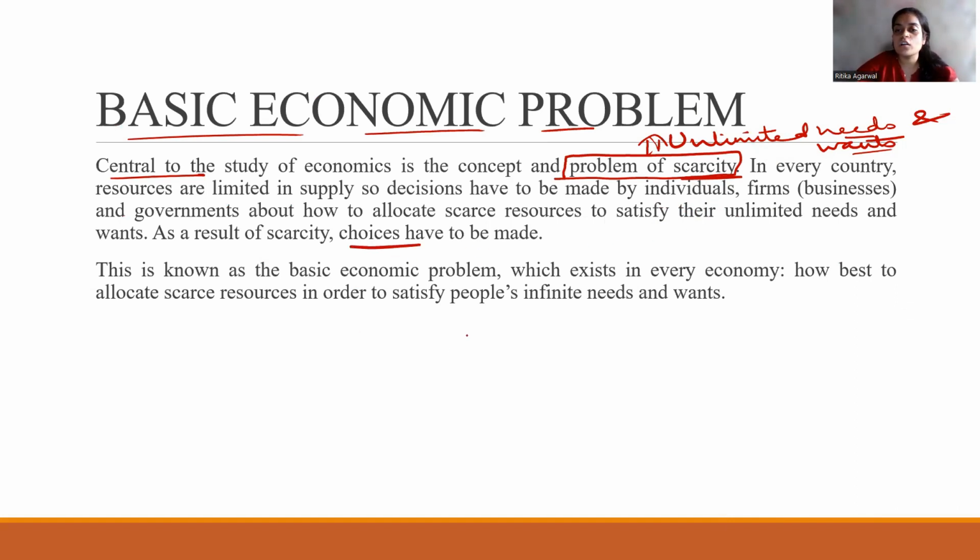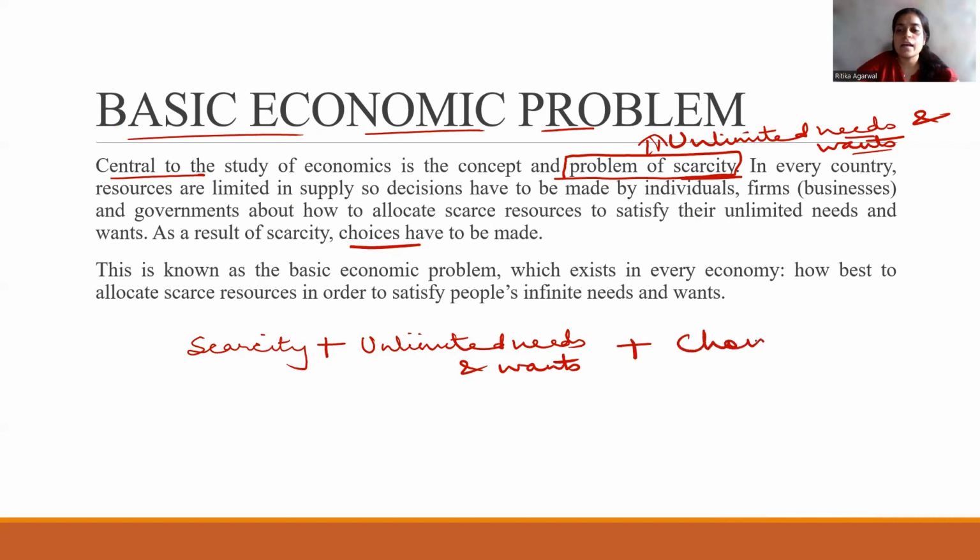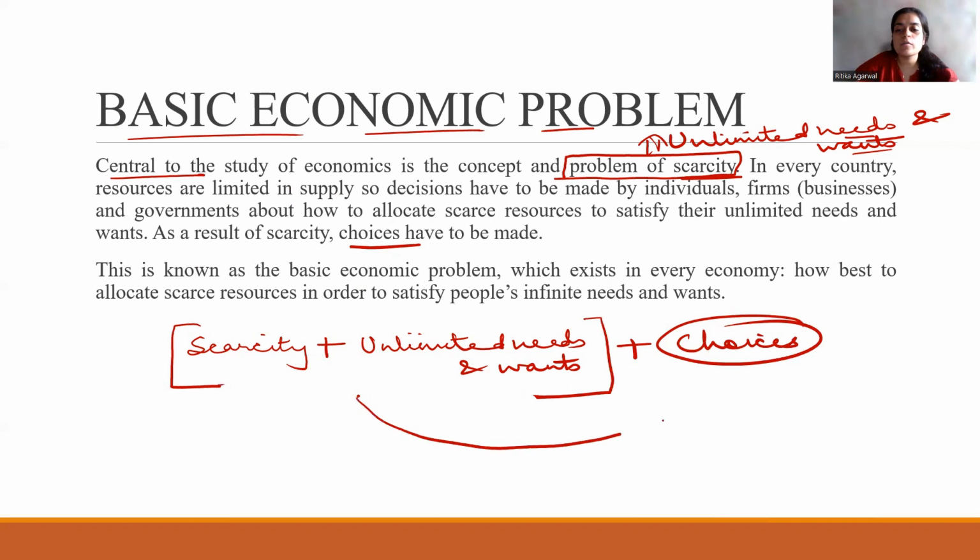Here the concept of opportunity cost creeps in. If I sum up the basic economic problem, it is nothing but scarcity, that is scarcity of resources that you have, plus unlimited needs and wants that a person has, plus the choices that he has to make. So this is the basic economic problem. The basic economic problem might stop here. But to actually make a solution out of it, we cater to choices. And here we also include the concept of opportunity cost that we will be studying later.